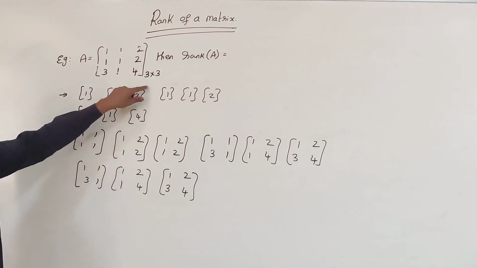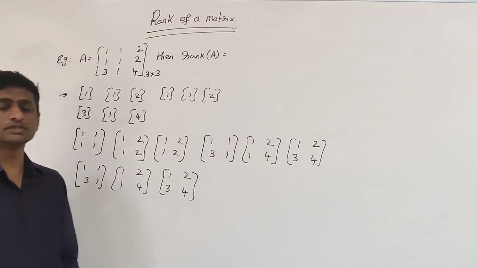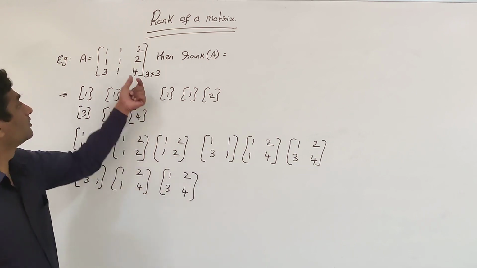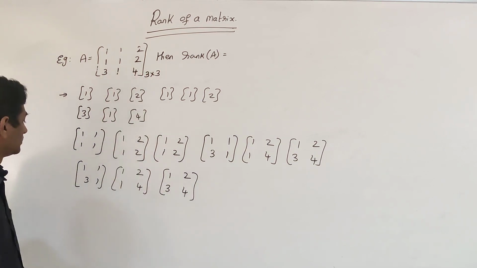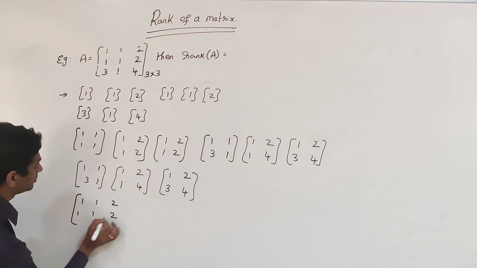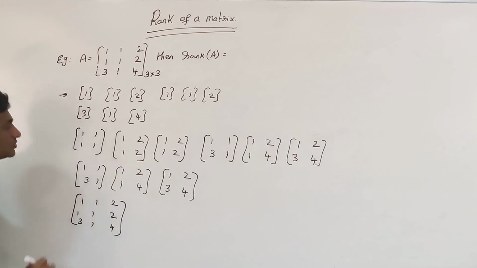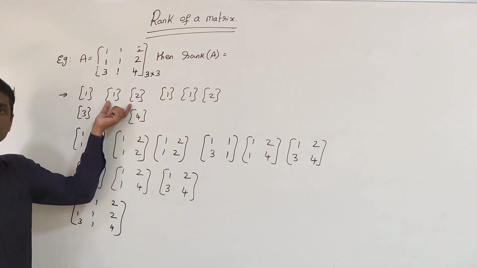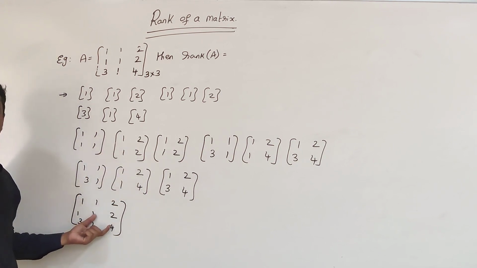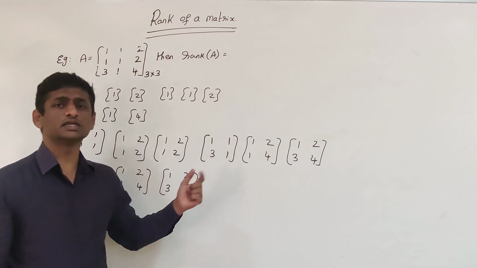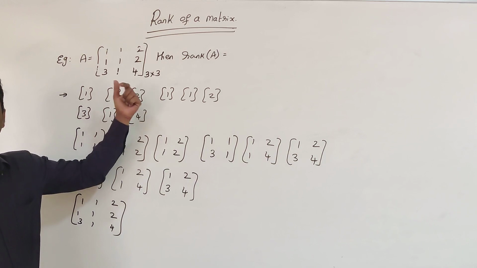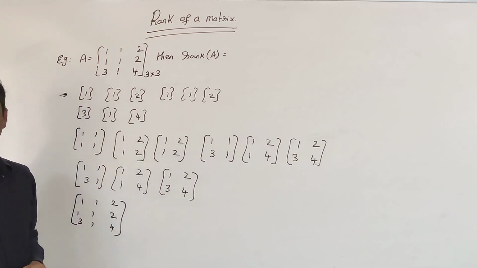And one more, of order 3. Every matrix is a submatrix of itself, and this is a square submatrix. So we have one more, 1, 1, 2, 1, 1, 2, 3, 1, 4. These are the square submatrices of order 1, these are the submatrices of order 2, and this is order 3. Now, what is the rank? Rank is based on the maximum order of a non-singular matrix.